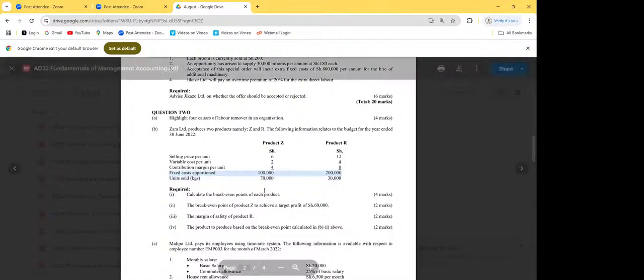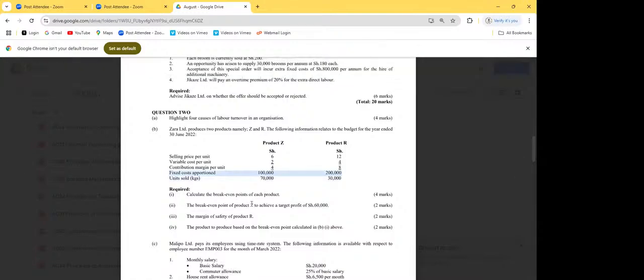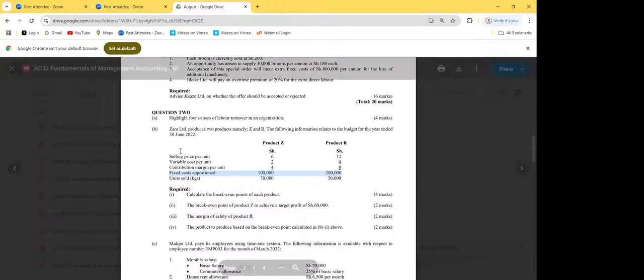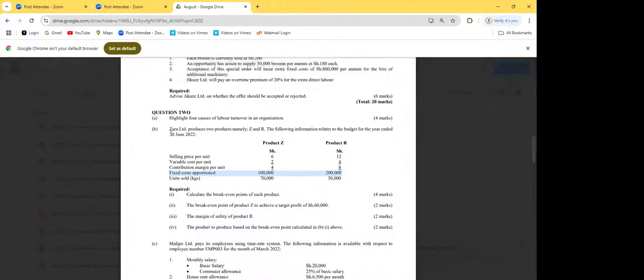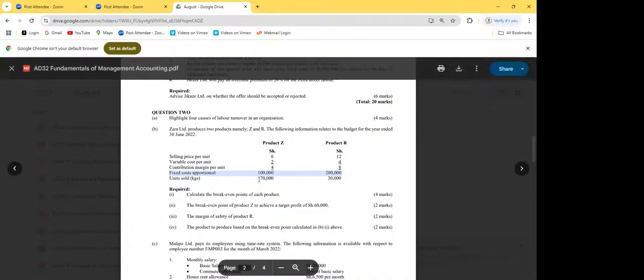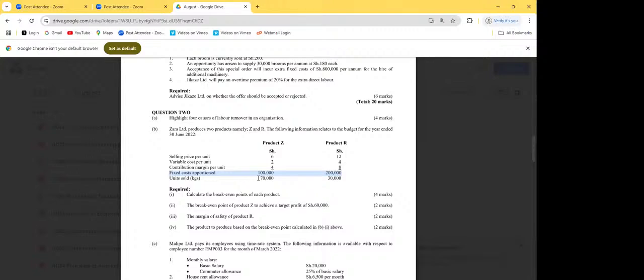Calculate break-even point for each product. The break-even point for product Z to achieve target profit of 60,000. The margin of safety for product R. The product to produce based on break-even point calculated in B1 above. So my first question is, are we dealing with multiple products or single product here? Is it multiple or single?